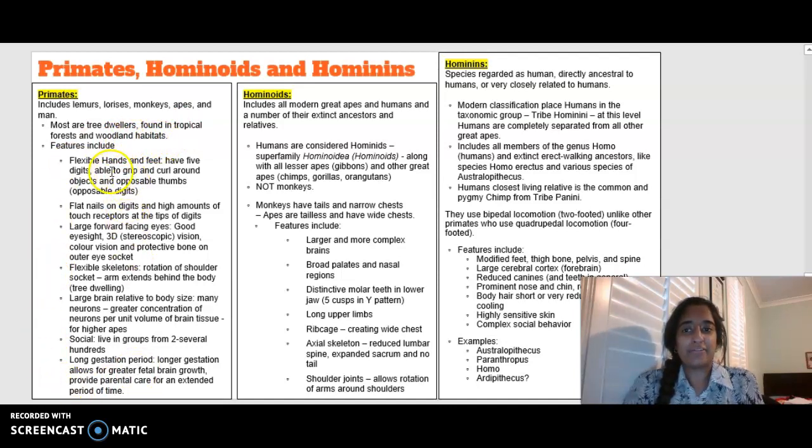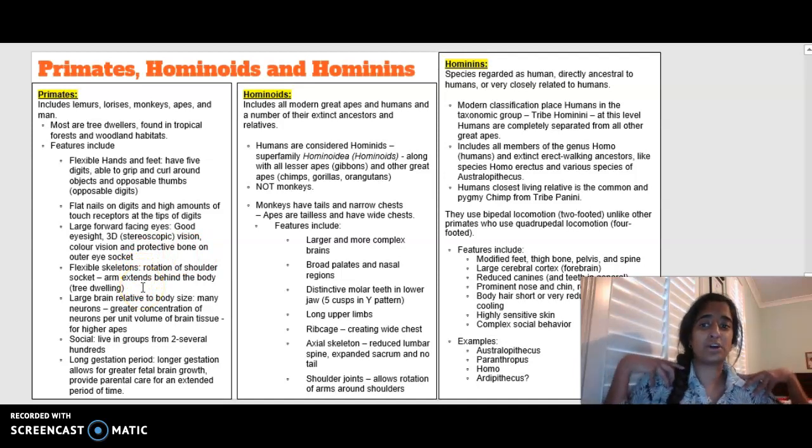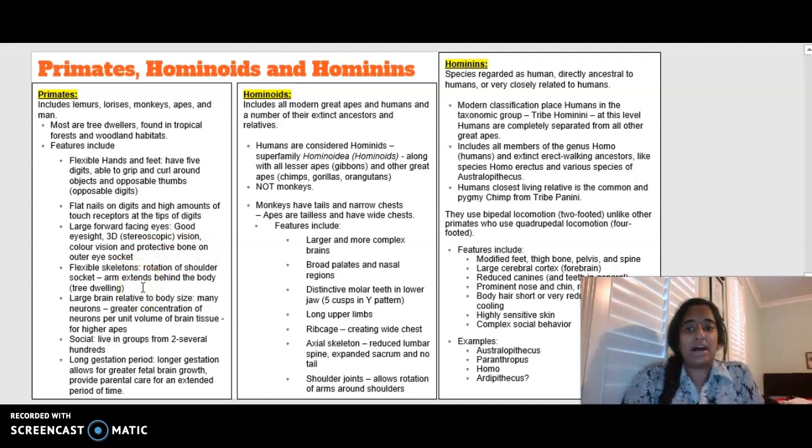So they have flexible hands and feet, 5 digits, are able to grip and curl around objects, and they have what we call opposable thumbs or opposable digits. They have flat nails on the digits and high amounts of touch receptors at the tips of their digits. They have large forward-facing eyes, 3D vision, color vision, and a protective bone on the outer eye socket. They have flexible skeletons. They're able to rotate the shoulder sockets, arm extenders behind the body as well. That's useful for tree dwelling.